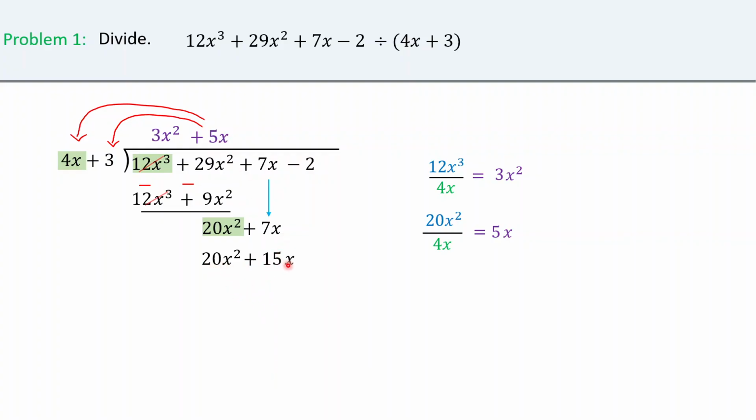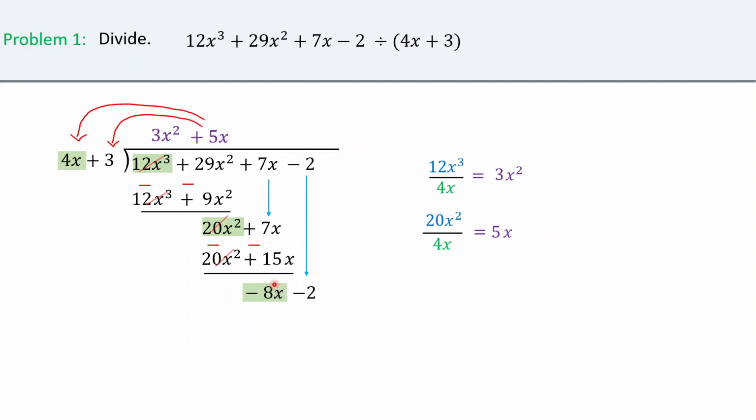Now change the sign of these terms. This is positive, change this to negative. This is also positive, change this to negative. Now add: 20x squared minus 20x squared, you can cancel out. Plus 7x minus 15x is negative 8x. Now bring this term down.